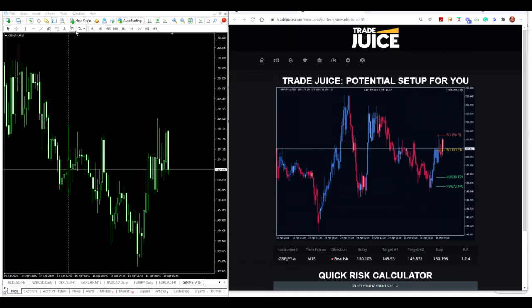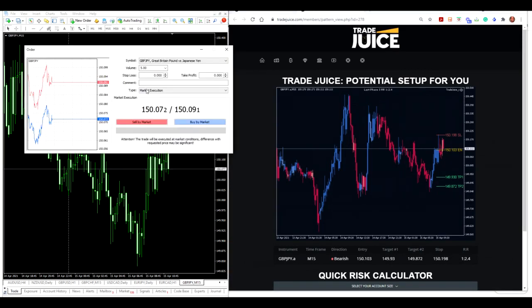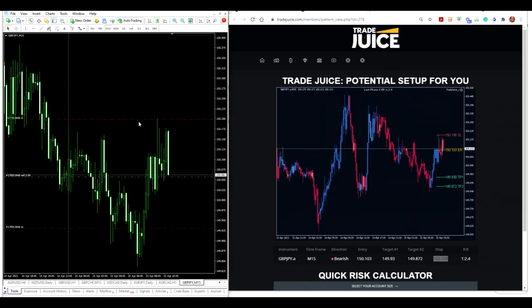And it's just gone under the entry point. So I'm going to enter a market execution order now. I'm going to set my target and I'm going to select my stop. Go bearish. Stop is set up here. Take profit target is here, as indicated on the trade platform.